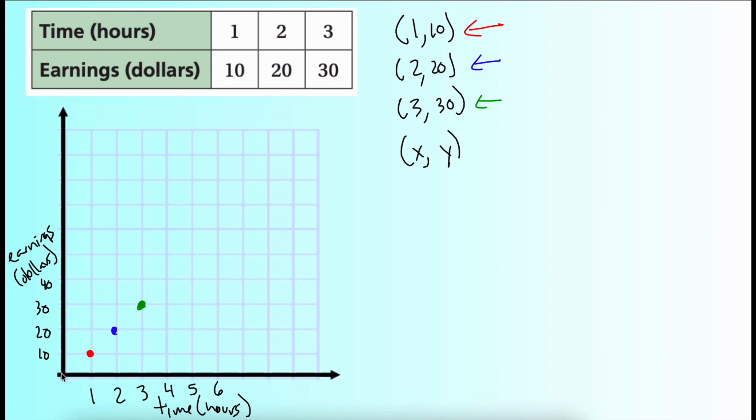I'm going to connect them with a line segment, which we know should be what? Straight. All ratios, when graphed, should form a straight line. And there you have it. There is your ratio relationship of time spent working to the dollars earned. You're earning $10 an hour. So in 2 hours, you earn $20. In 3 hours, you earn $30. We could look at our graph and see that at 4 hours, we're going through the 40. So you earn $40.